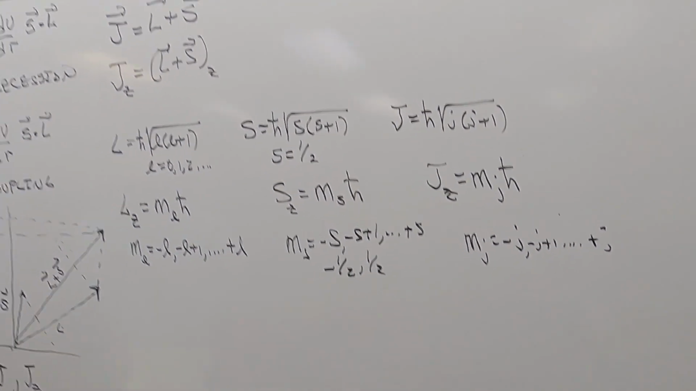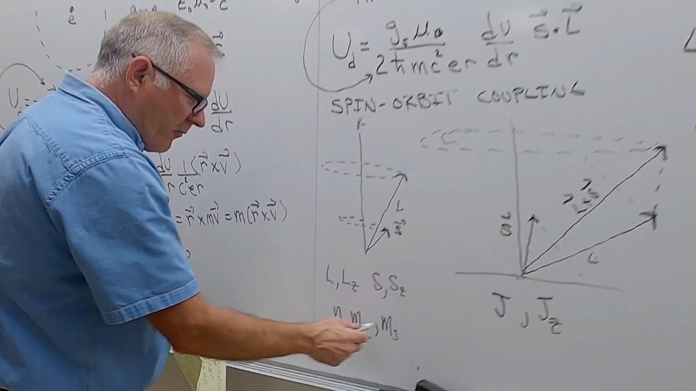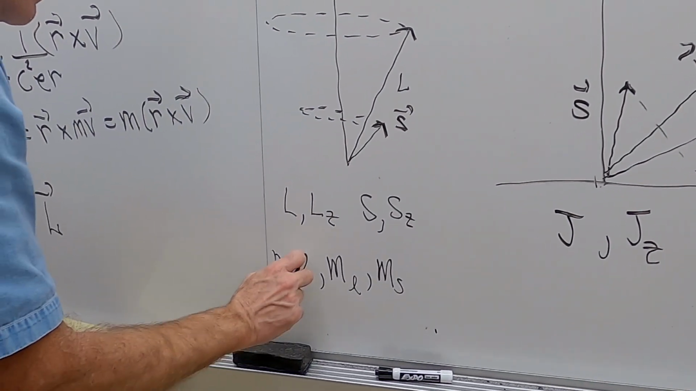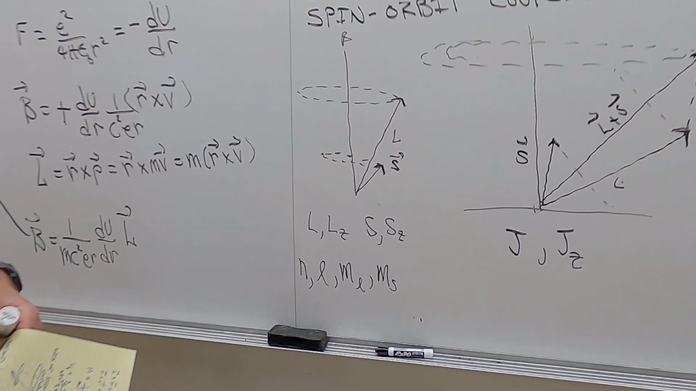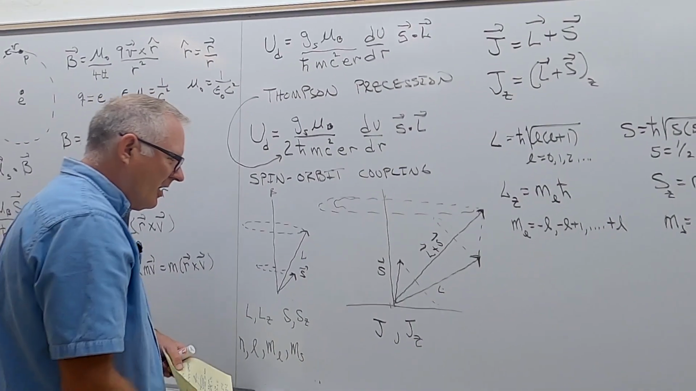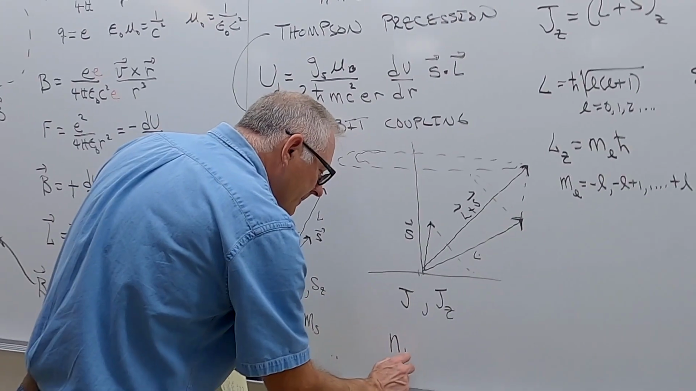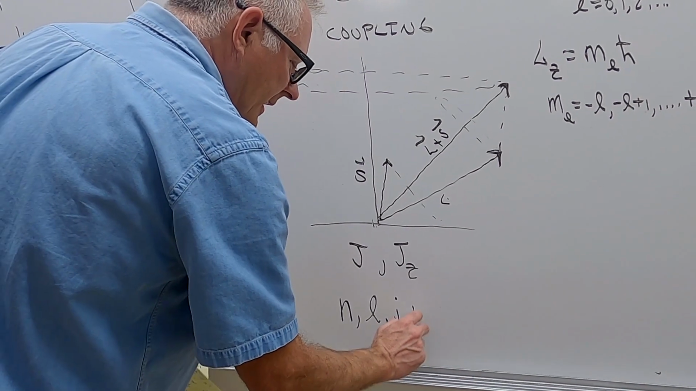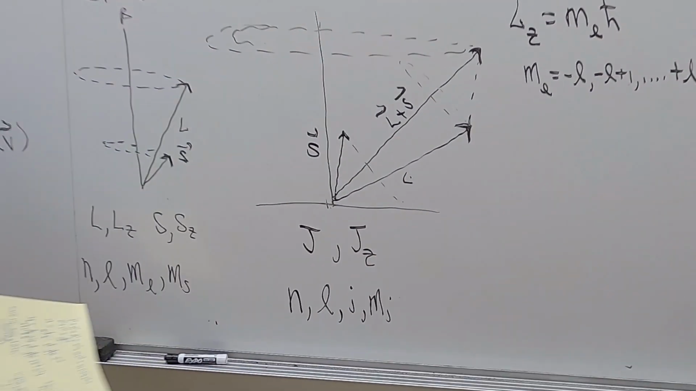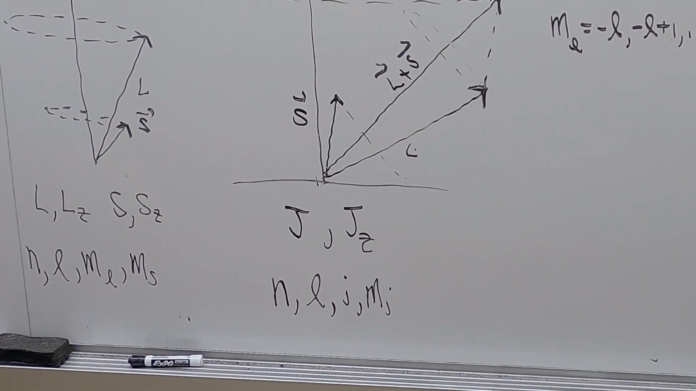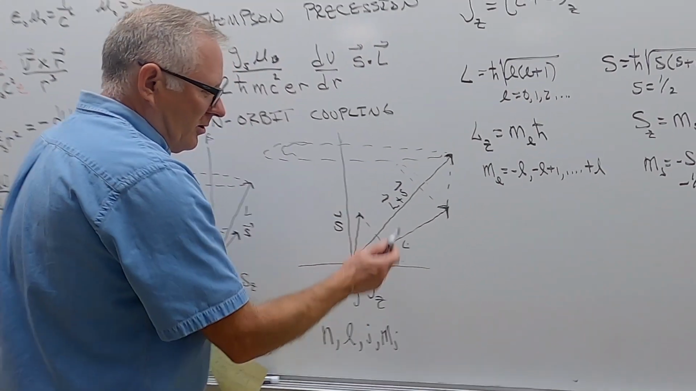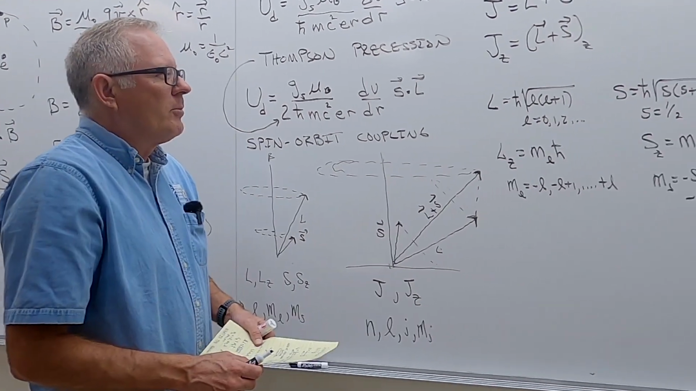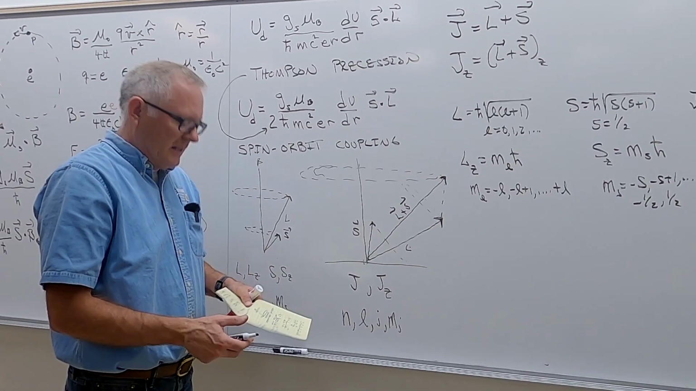So what used to be our four quantum numbers, N, L, m sub L and m sub S, when you have spin-orbit coupling, the good quantum numbers are N, L, J, and m sub J. Those become our new quantum numbers, because what we care about is the total angular momentum. Whenever you apply a torque, it's always the change in the total angular momentum.